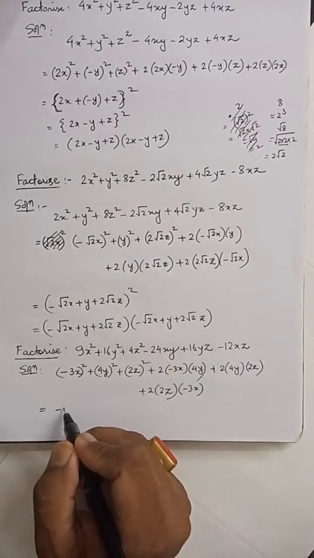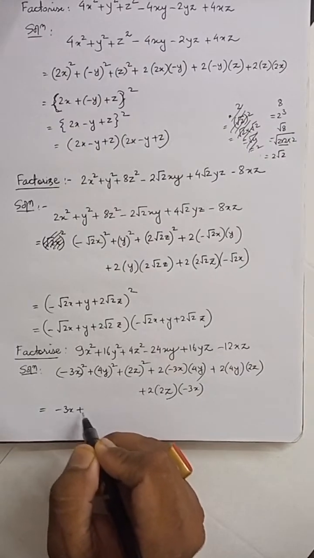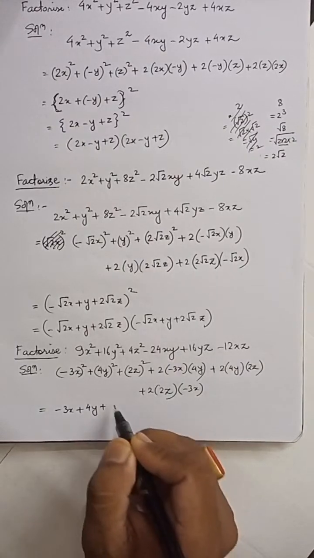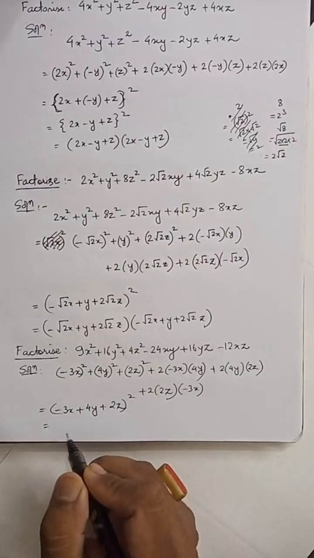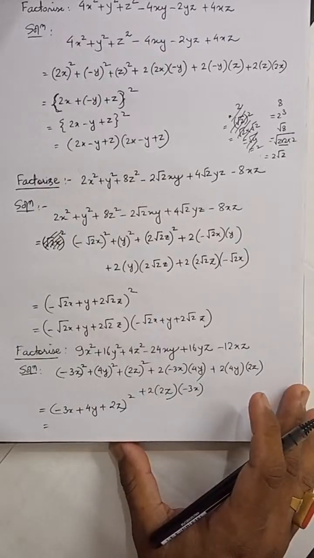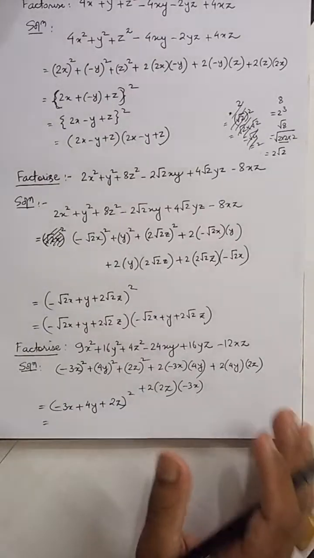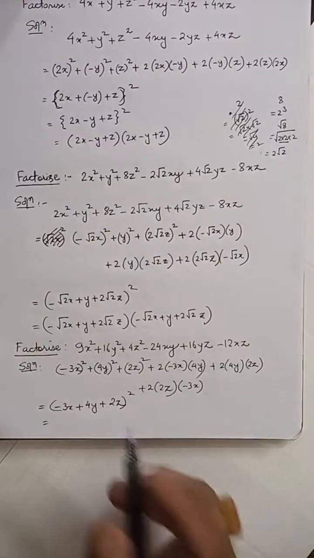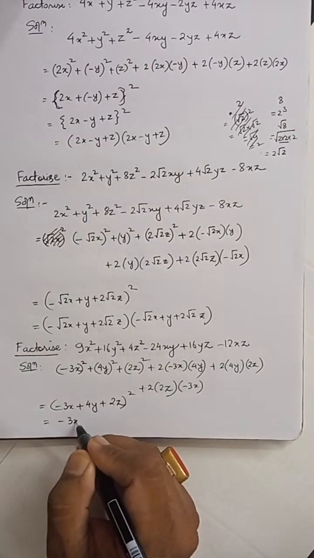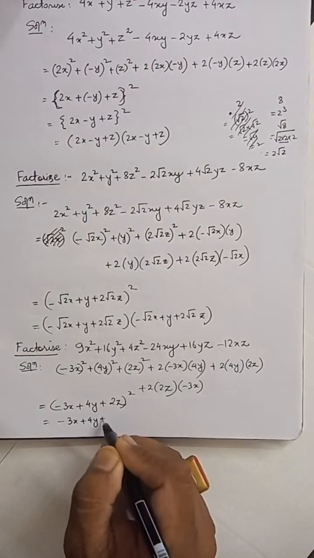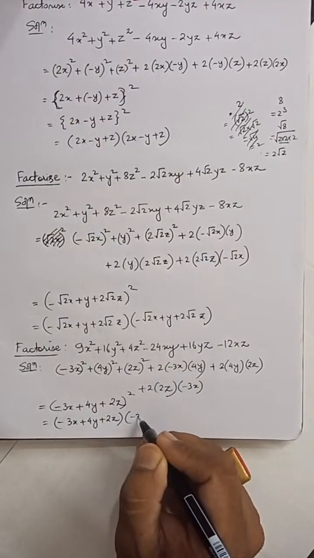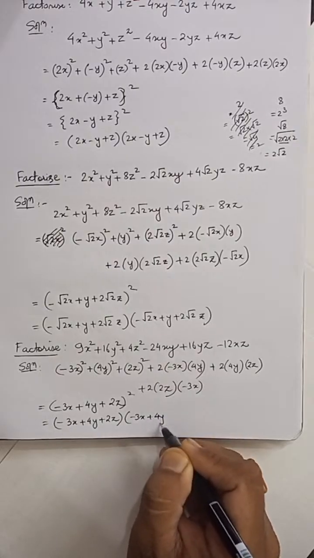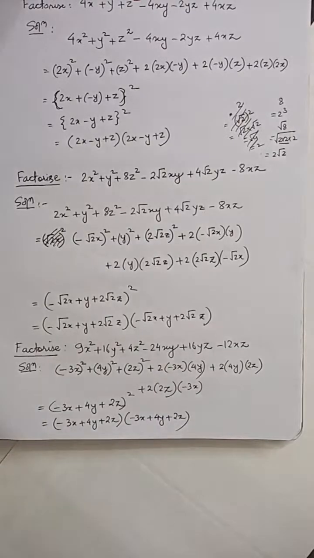So this will be reduced to minus 3x plus 4y plus 2z whole square, and then we will write it in the form of factors. Minus 3x plus 4y plus 2z, minus 3x plus 4y plus 2z. Okay.